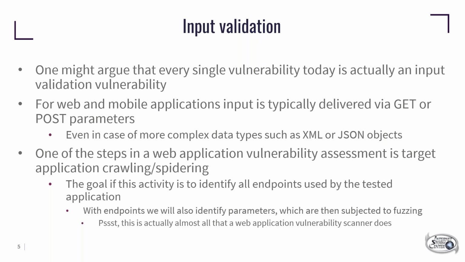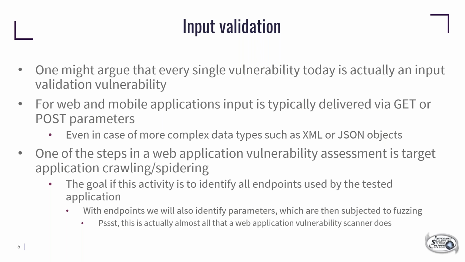So we could actually argue that every single vulnerability that we talk about is some kind of input validation vulnerability, because it always boils down to some input which is being sent from the client to the server side of the particular application we are testing. So for our web and mobile applications, typically our input will be delivered via GET or POST parameters. It doesn't matter if this is a normal HTTP request line parameter, or maybe some kind of a JSON object or an XML object that is being sent in a particular request. Our goal will always be to find those parameters, identify them, and then basically fuzz them.